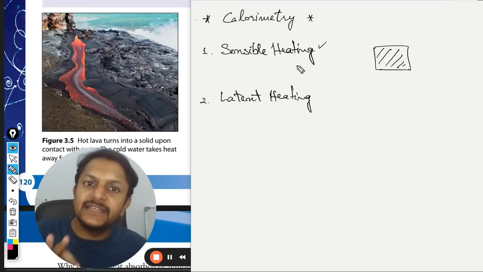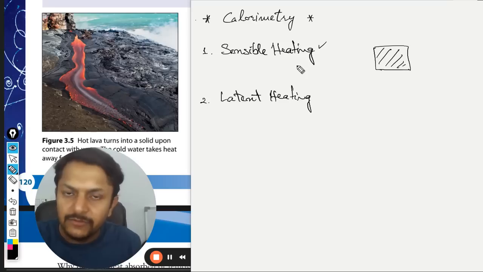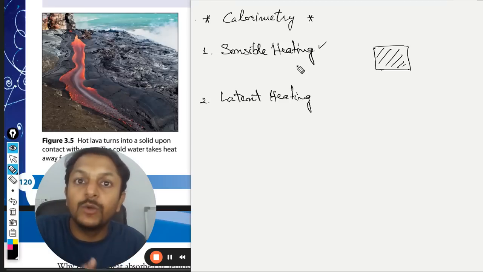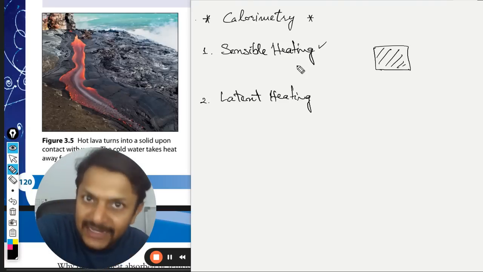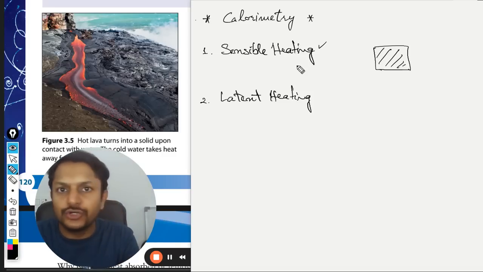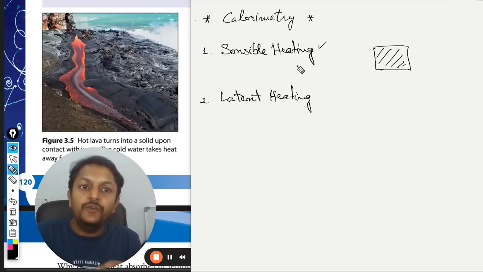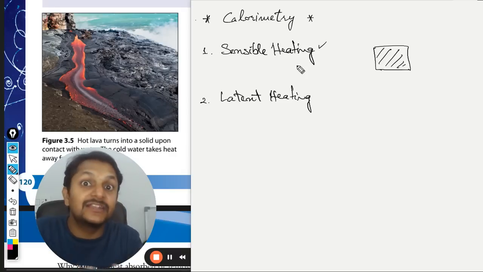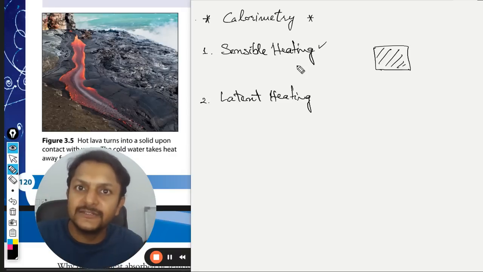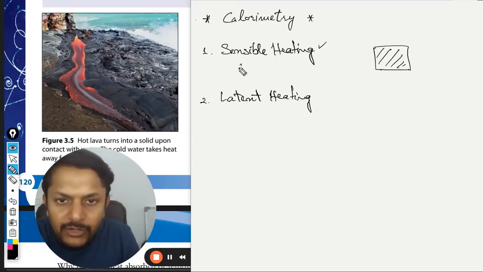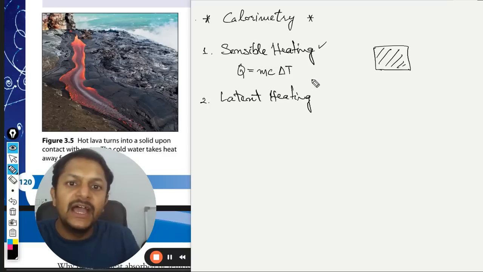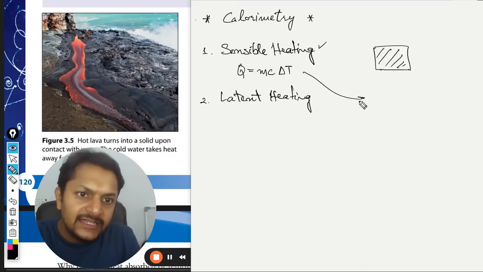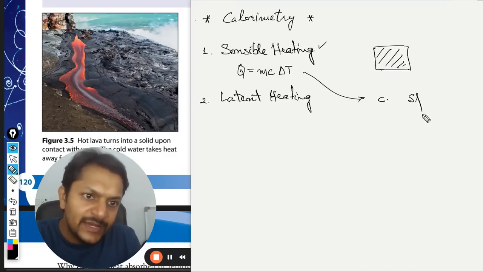So sensible heating, as the name suggests, it is sensible. When you provide heat to a body, what do you expect? You expect that the temperature rise will be seen. You say that yes, I'm sure the temperature will be rising. So if you provide heat to the body and the temperature rises, that heat is known as sensible heat. Clearly, there is a formula for it, which is Q is equal to mc delta T. And this c is known as specific heat.